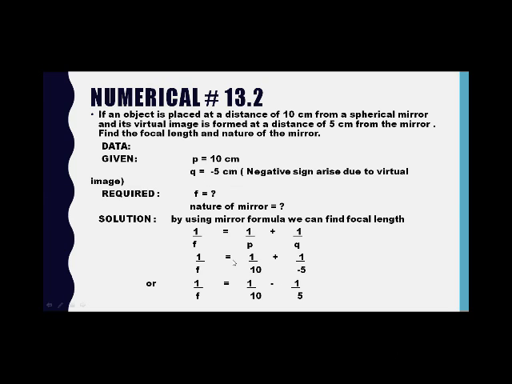Now, before simplifying it, first we will multiply the signs. Here the sign is minus and here the sign is plus, so plus multiplied by minus is equal to minus. In plus minus minus, we get 1 over f is equal to 1 over 10 minus 1 over 5. I think you understand the data required and given, as per the formula. Now we are going to simplify it.